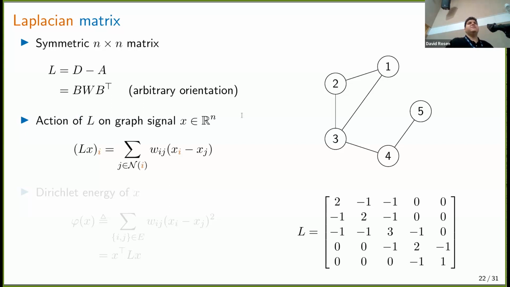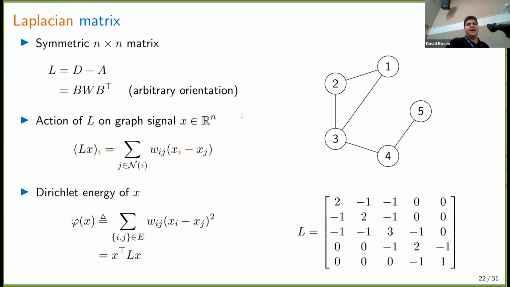So the action of L on a graph signal X, if you look at the ith element of that, you get something that we already saw in David's talk. So you get a weighted sum of differences between the value of the signal at node i and its neighbors. So you can look at this quadratic form that we saw. It's not surprising that this L is the same L that David talked about, but he didn't explicitly call it the Laplacian. So if you form the quadratic form associated to L, you get that weighted sum of squared differences across edges of the graph.